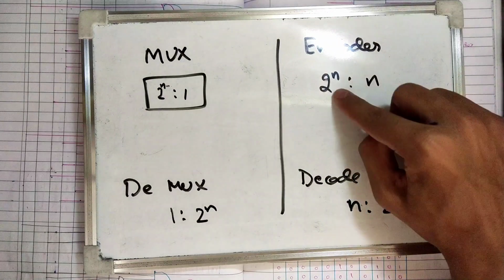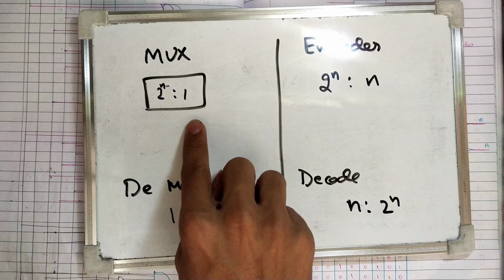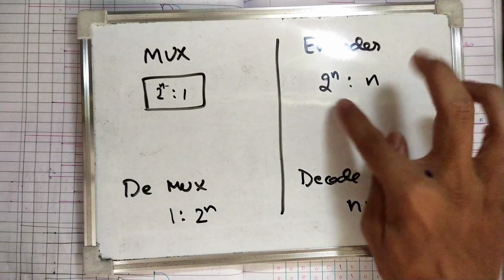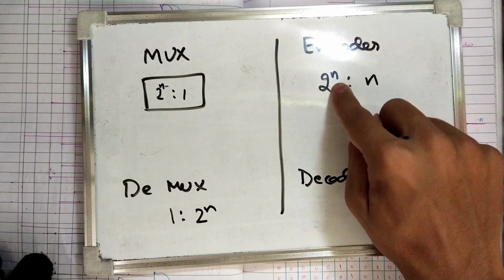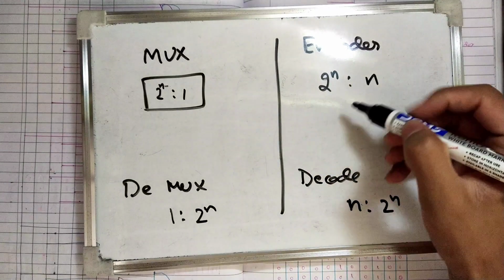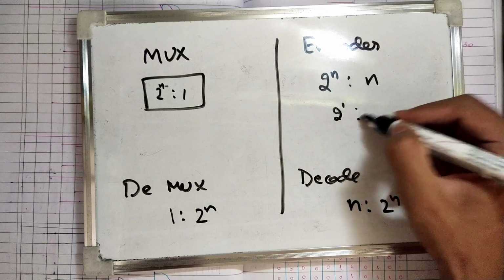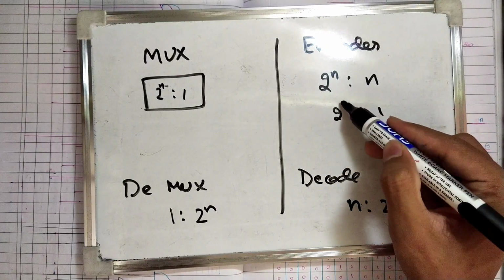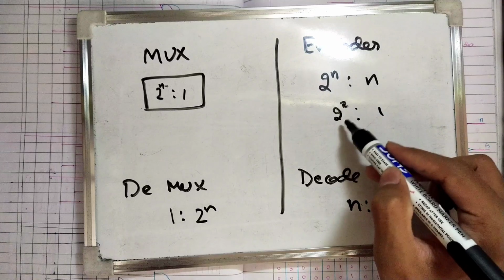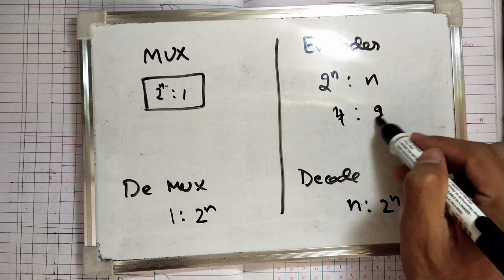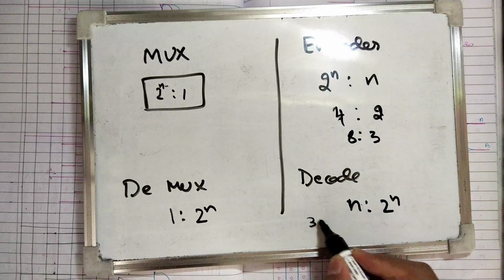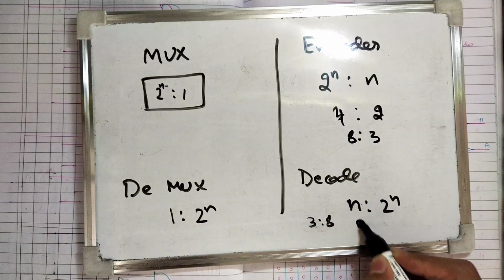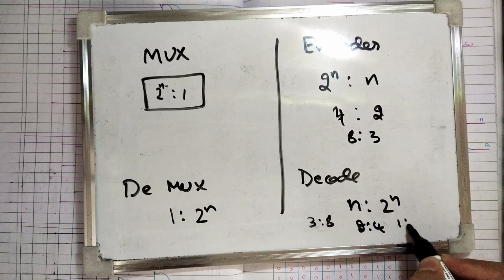So instead of only one output like we had in the mux, we will have n outputs. The n is specified by the number, like 2 power 3. Suppose you had 2 power 1, so you will have a 2 to 1 encoder. If 2 power 2, it means 4 to 2. Similarly 8 to 3. For the decoder, the same thing reversed: 3 to 8, or 2 to 4, or 1 to 2. So that's the difference.